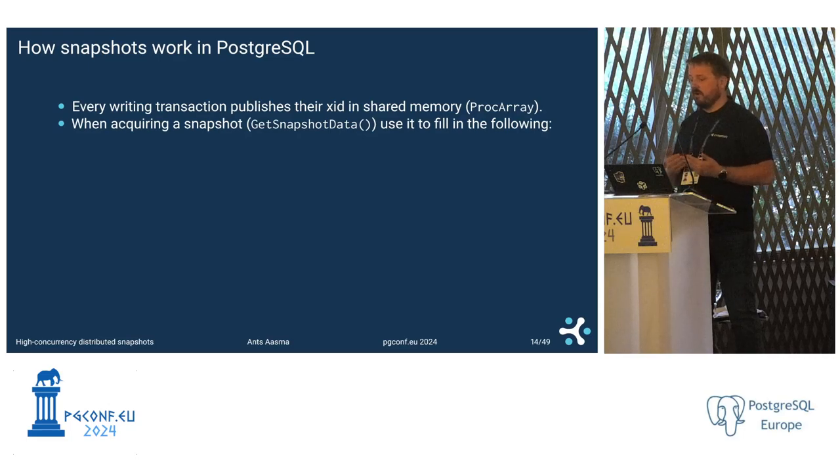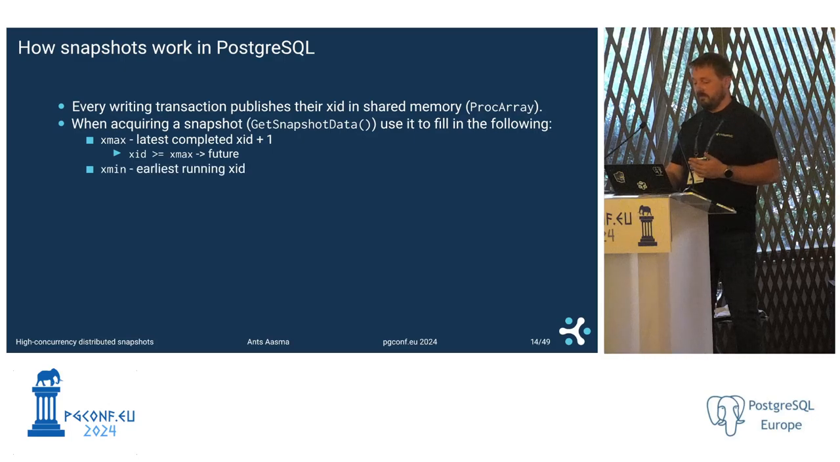And then when we need to acquire a snapshot using this GetSnapshotData function we have in Postgres, we use it to fill in the following information. First, we figure out what is the latest transaction ID that has been completed. That means that everything that is bigger than this, by definition, is not completed yet. So that's going to be in the future. We also make note what is the smallest transaction ID that is currently running, because anything that is smaller than currently running transactions must have completed already, because we are not handing out smaller numbers after the fact. We are only incrementing the transaction ID. So this means that we can easily define the past.